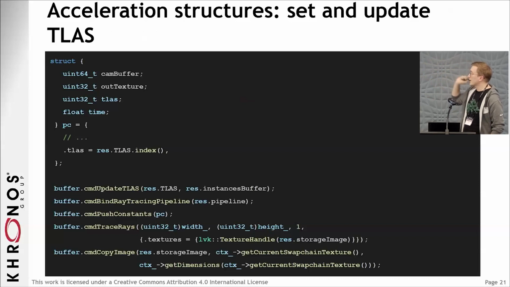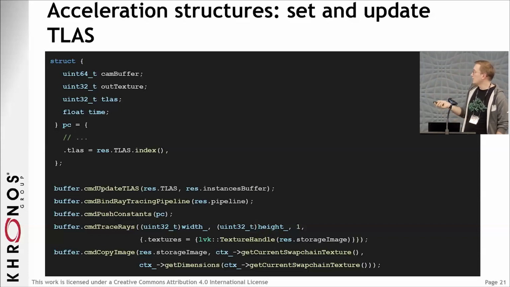Now, how do we actually call ray tracing? We pass the index of the TLAS to the shader using a push constant. If we need to update the TLAS, in terms of having something rotating, we call update TLAS. I will show you later how it looks. We bind something we call a ray tracing pipeline. I will show how it looks a bit later. And we just call ray trace.